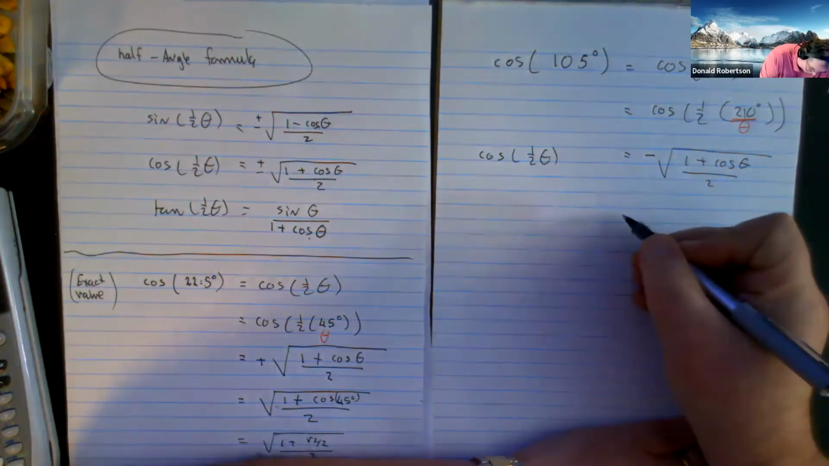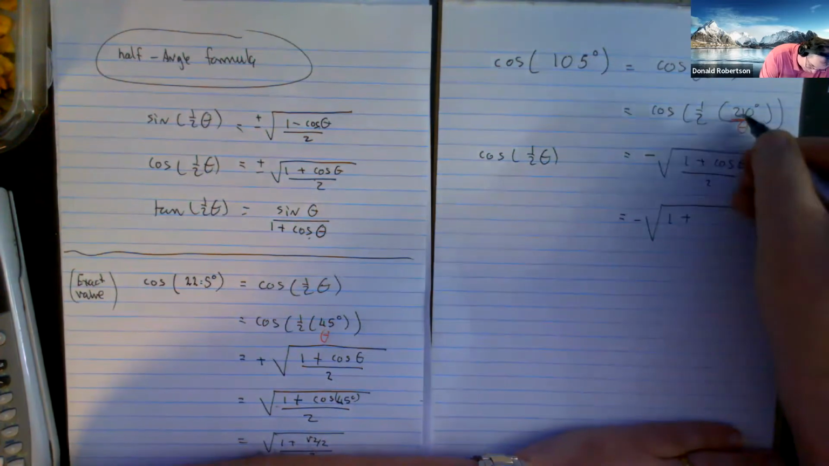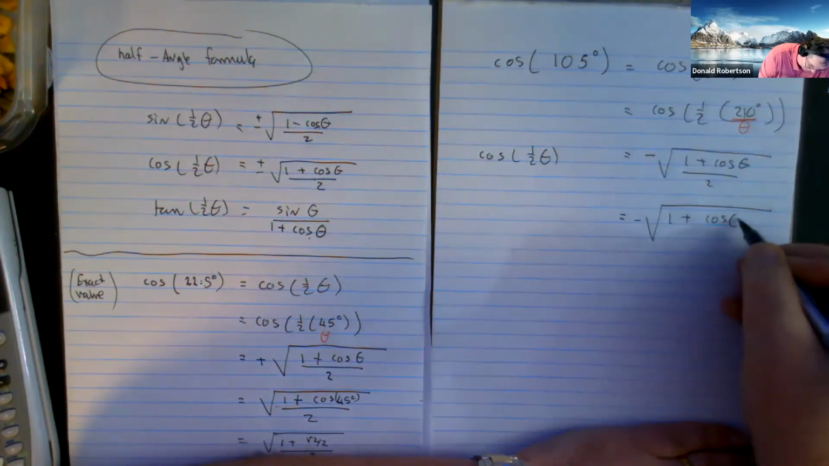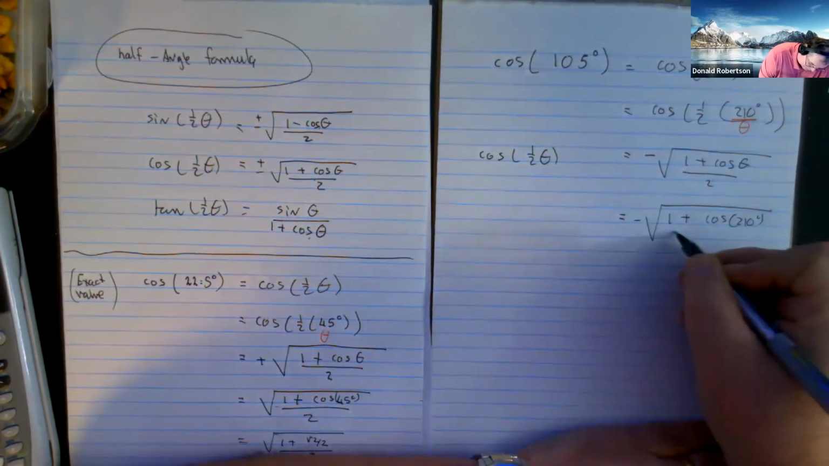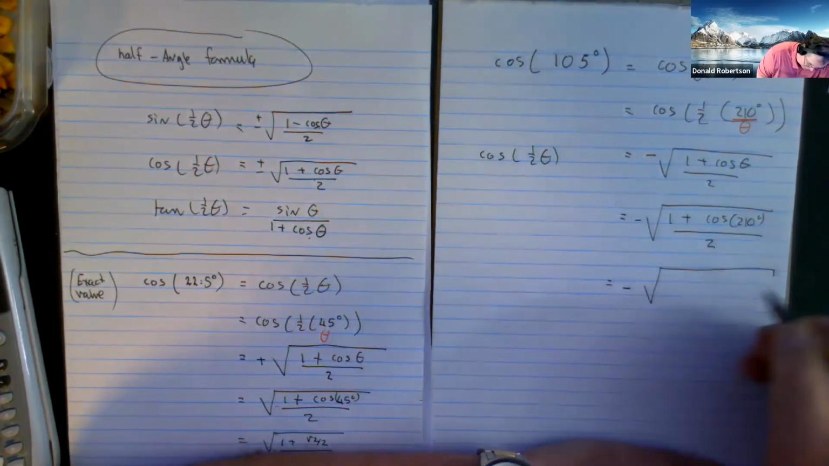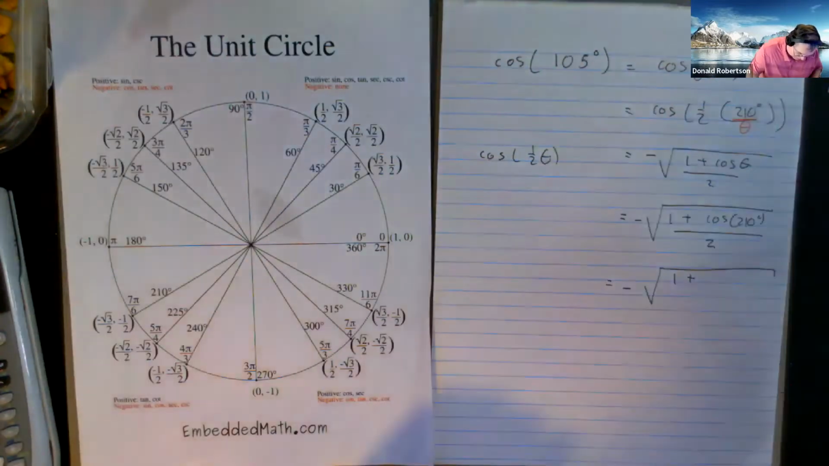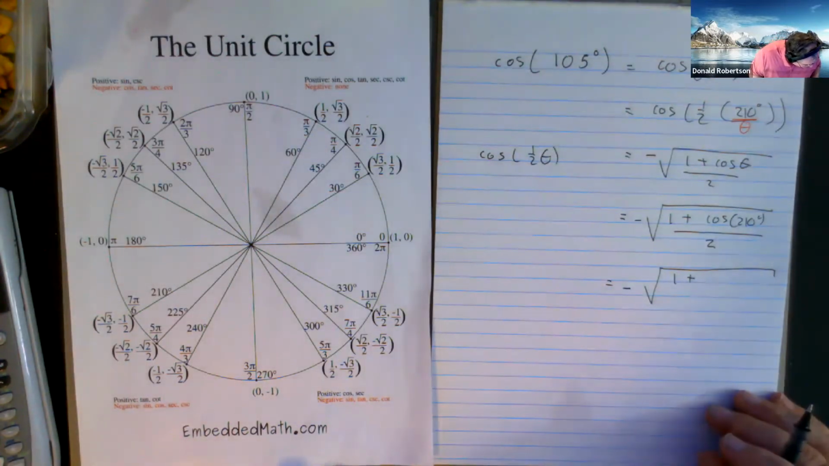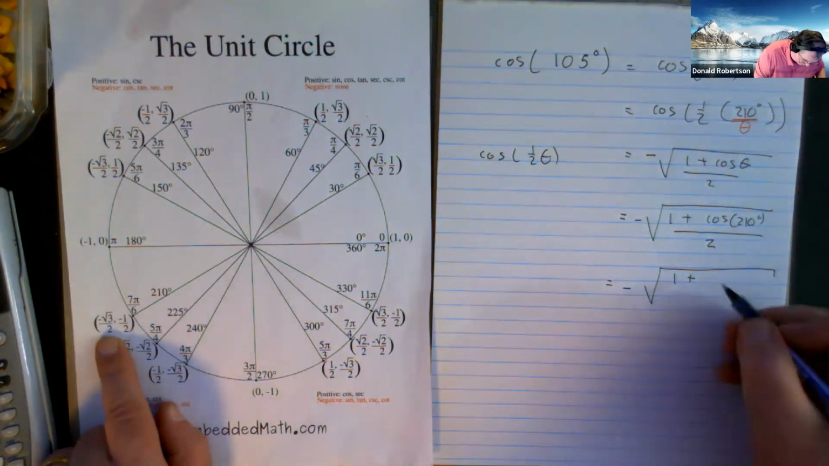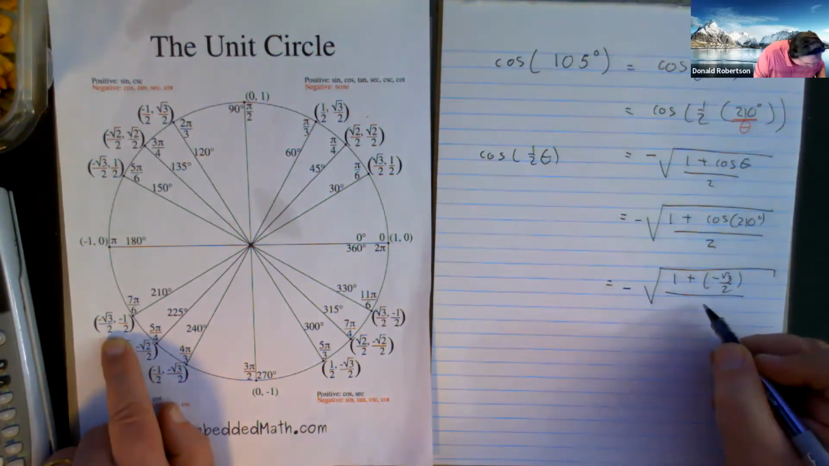Now, it's going to be 1 plus the cosine of 210, all divided by 2. So it's going to be negative the square root of 1 plus the cosine of 210, which is that fella. So it's negative root 3 upon 2, all divided by 2.